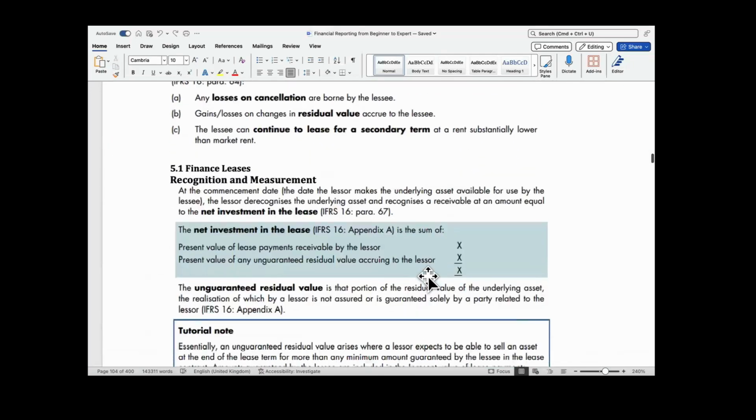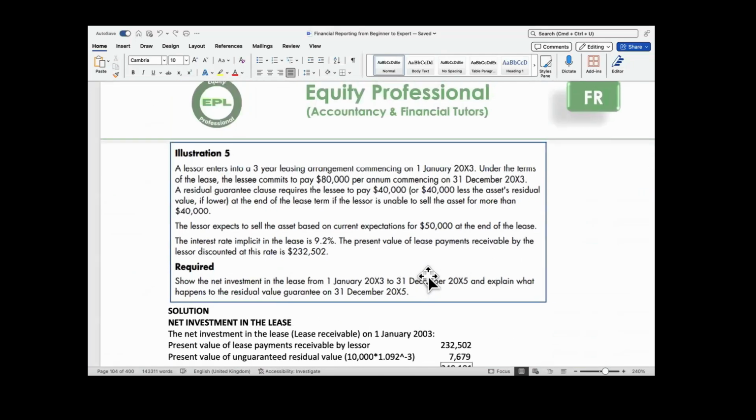Now, for lessor accounting, let's look at this illustration. Illustration 5. This one says that a lessor enters into a 3-year leasing arrangement commencing on 4 January 2003. Under the term of the lease, the lessee commits to pay 80,000 per annum commencing on 31 December 2003.